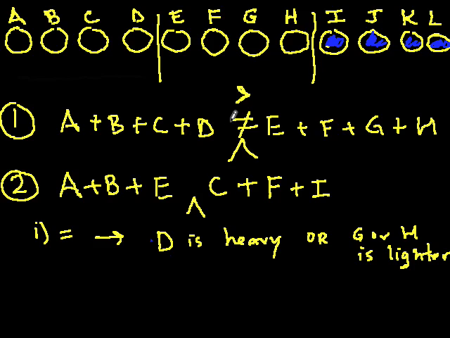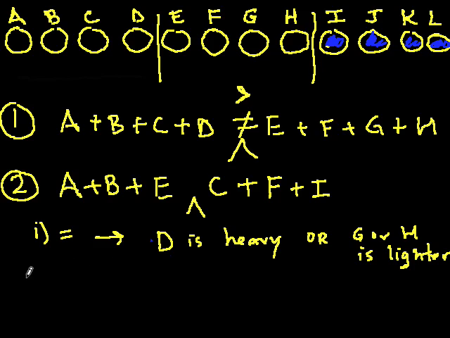Similarly, the same kind of logic can be used for G or H. G or H were present here, they're not present here. Therefore, when these are all identical balls, it has to be one of the not present balls. Okay, so if it turns out that on our second measurement we get them to be equal, then either D is heavy or G or H is lighter.